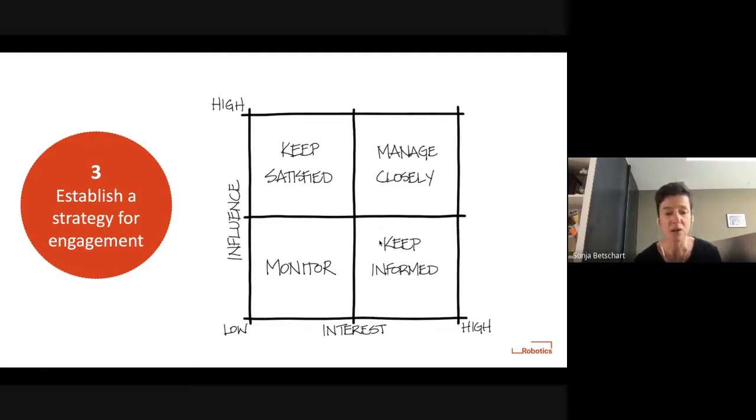Then let's look at the corner with low influence and high interest. That's the lower right corner. The strategy there would be to keep them informed. They're not going to be part of the project team possibly, otherwise they would be higher up. But you still want to keep these stakeholders informed, because they're a very good source of detailed information about your project.